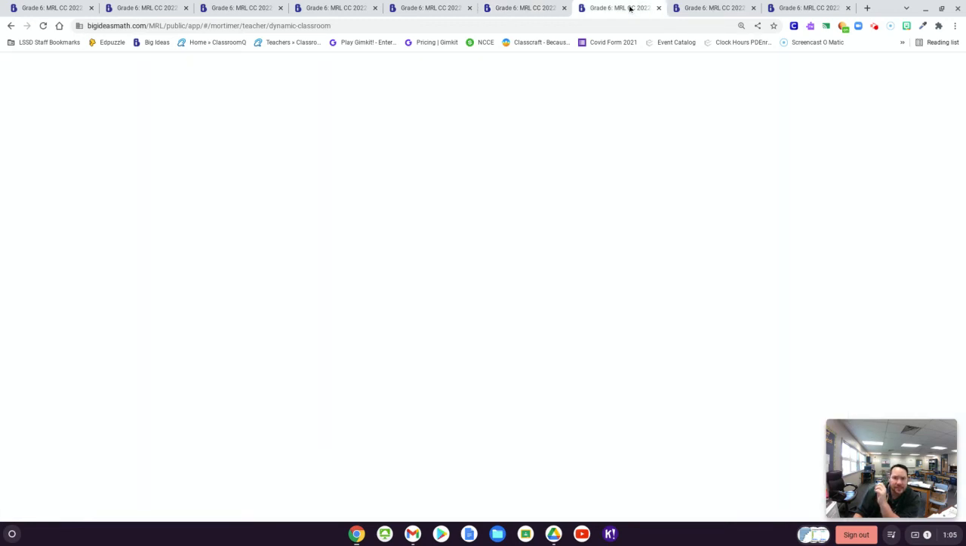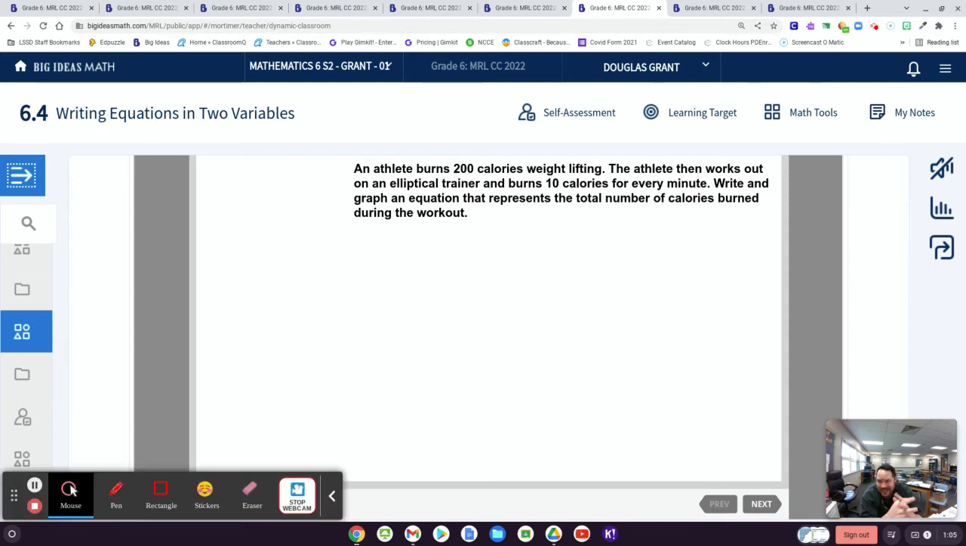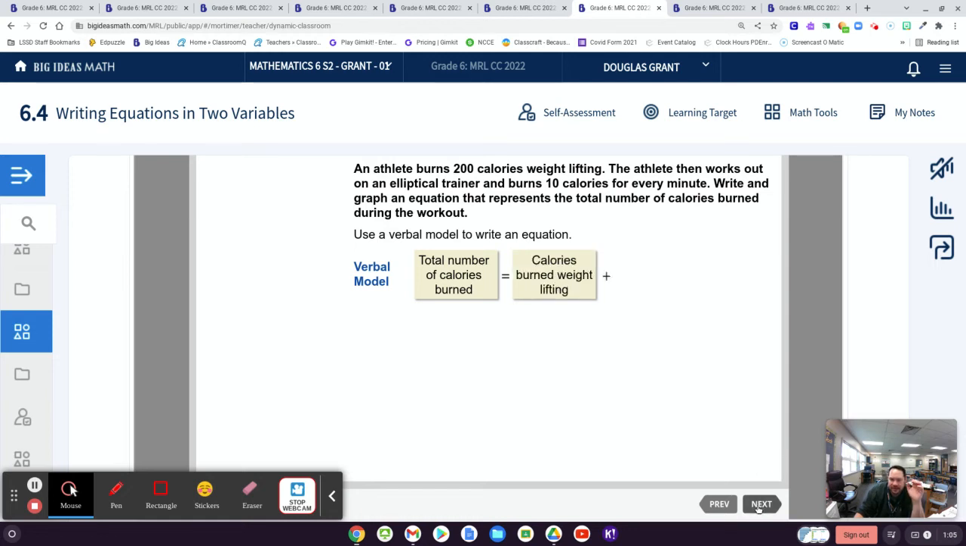Okay. So now we have an athlete that burns 200 calories weightlifting. The athlete then works out on an elliptical trainer and burns an additional 10 calories for every minute. So what's an equation to represent the total amount of calories that they've burned? Okay, in this case, they burned 200. So you would, oh, they're spelling out how we get here. It's not clicking, but it's all going to, there we go.